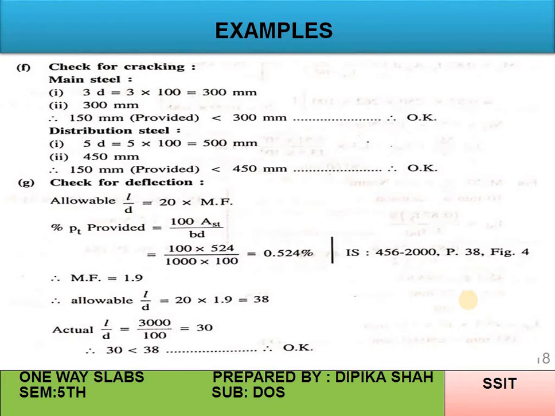Now after finding this MF we will find allowable L by D. So allowable L by D is equal to 20 into MF. So we'll put the value, and allowable L by D value is 38, and our actual value of L by D is 30. L is 3000 and D is 100. So here 30 is less than 38. That means our deflection criteria is also okay.